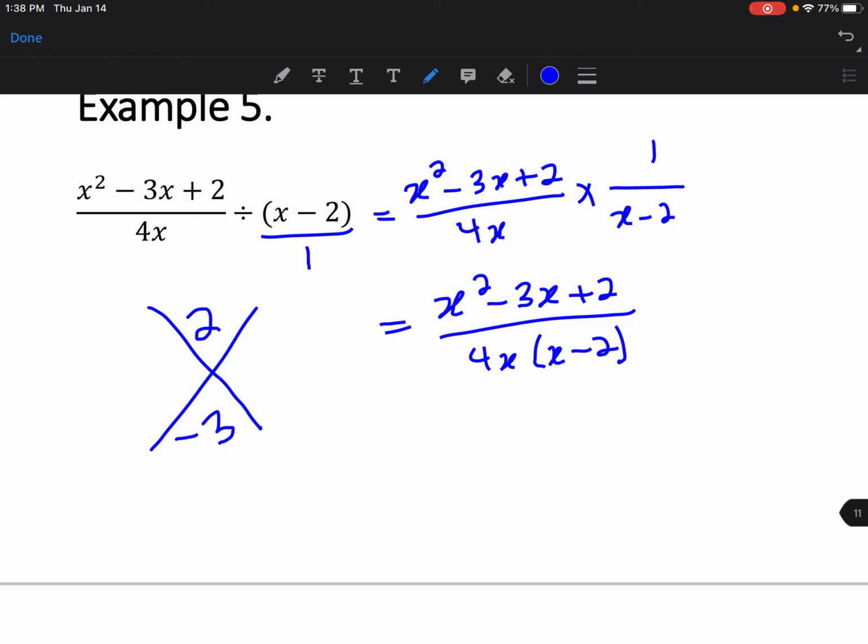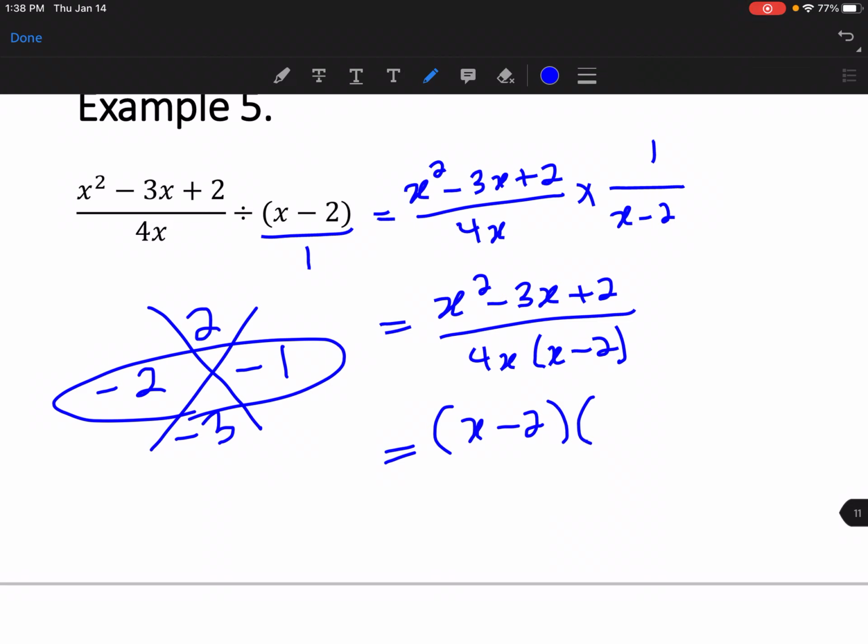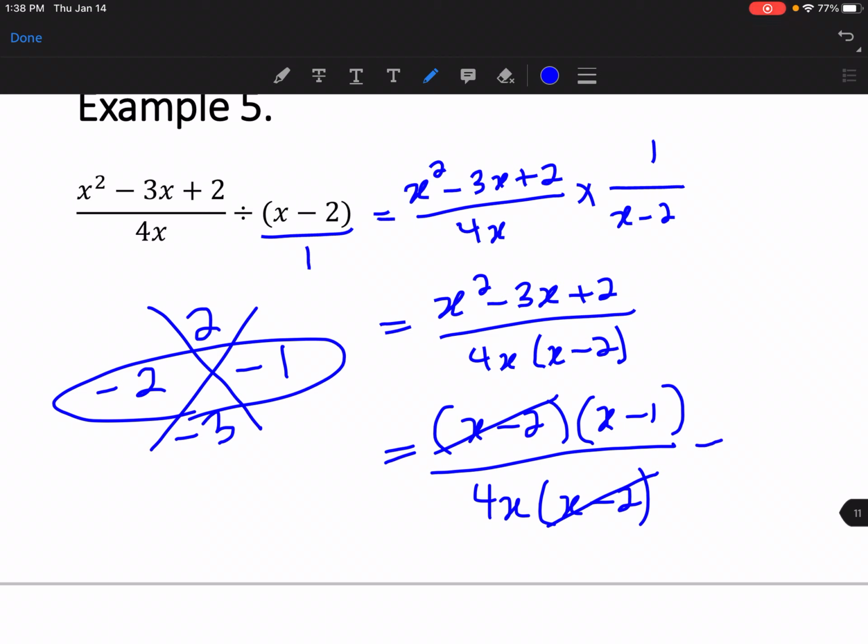2 times 1 is 2. Since this has to be a negative, they both have to be negative, because negative 2 minus 1 is negative 3. So my answer should be x minus 2 and x minus 1, all over 4x times x minus 2. Then you can see here that we have x minus 2 and x minus 2 that cancel out. So my answer for this is x minus 1 over 4x.